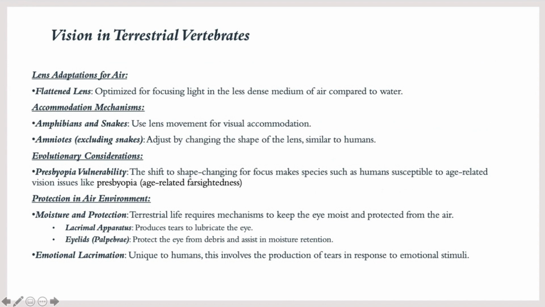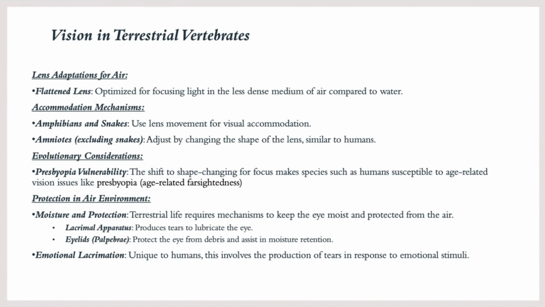Okay, so now the protection in air environments. We said that it's very important that the eyes are lubricated and that they have some level of moisture. Due to this, the terrestrial vertebrates developed the lacrimal apparatus. As Mohammed told us, this is basically to produce the tears, to lubricate the eye and, of course, protect against friction and damage. And then we also developed eyelids, to protect from debris floating in the air, and to keep the moisture within the eyes.